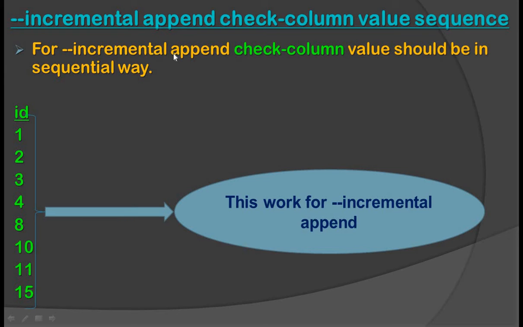It means for incremental append, the check-column value should be in a sequential way. If it is not, then incremental append will not work, and it will not import the records. Suppose we apply check-column on the id column. The id column should be in increasing order like this: 1, 2, 3, 4, 8, 10, 11, 15. If the check column value is in increasing order, then it will work, otherwise it will not.